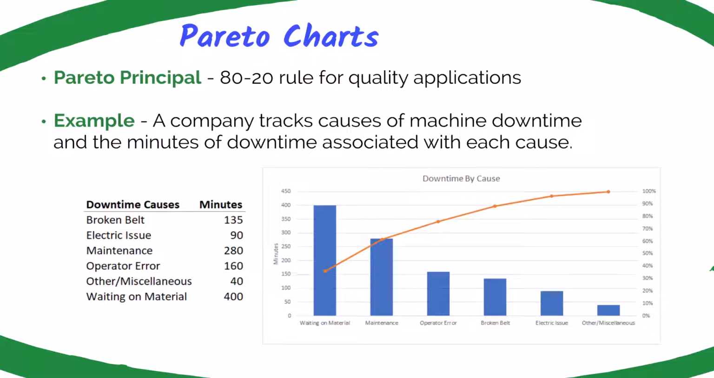This way we can focus on fixing the biggest problems or the biggest impact, because typically we really don't have the time or resources to fix every single issue. It is more impactful for us to focus on waiting on material and maintenance issues versus addressing those electrical or broken belts. In the textbook, the example Pareto charts don't show this orange line, but you do typically see this done in practice. This makes it easier to see the cumulative percentage of total minutes of downtime. In Excel, this can be done using a secondary y-axis and then a line chart.